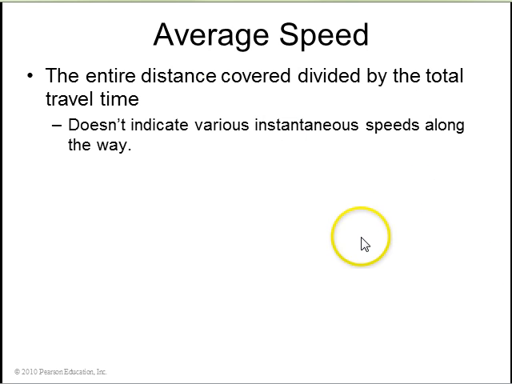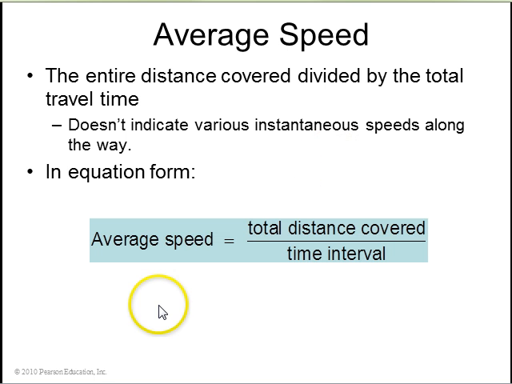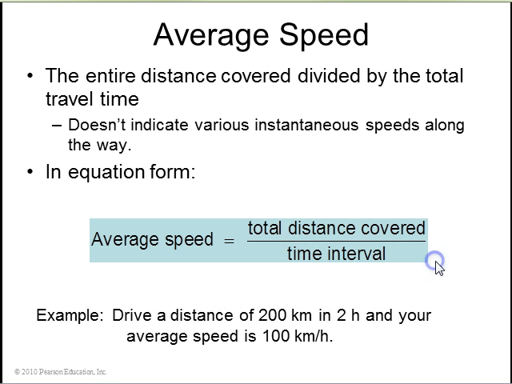Average speed is the entire distance covered divided by the total travel time. It doesn't indicate various instantaneous speeds along the way. So there's the equation for it. The example is, you drive a distance of 200 kilometers and it takes you 2 hours. That means your average speed was 100 kilometers per hour. But you may have stopped for gas or something, and you may have been speeding a little bit on the freeway for part of it. So your instantaneous speed might have changed, but that's your average speed.